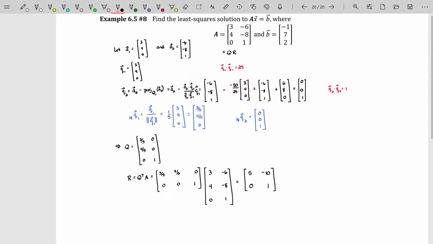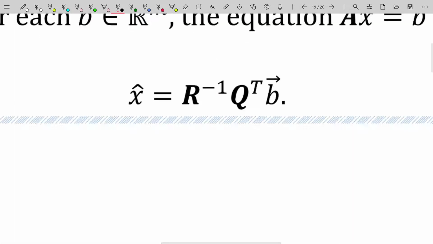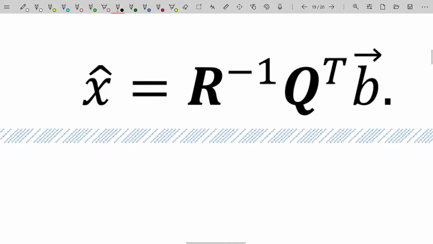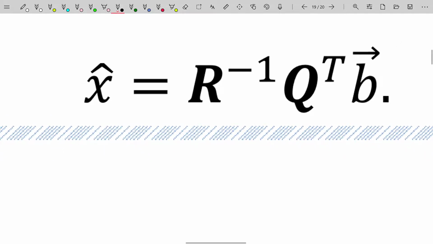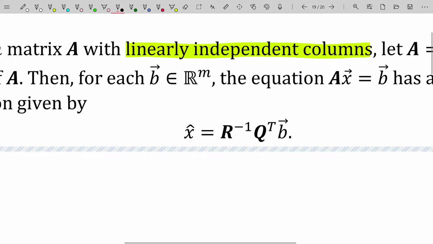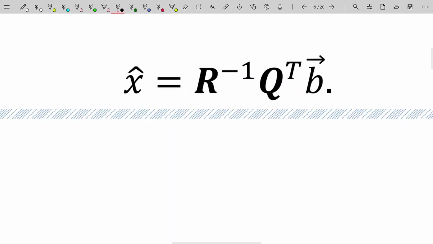Now, what the heck did that theorem tell us? Let's go ahead and find out. Oh yeah, the least squares solution to Ax equals b is going to be the inverse of r times q transpose times b. By the way, this is only true if those columns of A were linearly independent, which they were. So let's go ahead and use this.